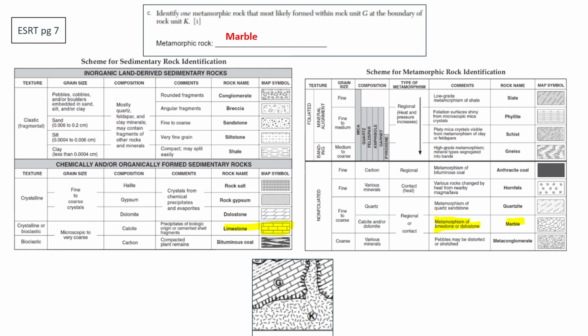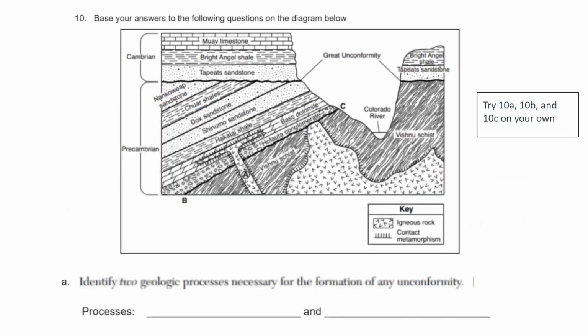But what the question is asking is, what type of metamorphic rock did this sedimentary rock turn into because of heat and pressure? Since I know G is limestone, what is the name of the metamorphic rock that forms from limestone? Notice marble is the metamorphism of limestone or dolostone. So it must be asking for marble. That's the answer, marble. So go ahead and try 10A, 10B, and 10C on your own.